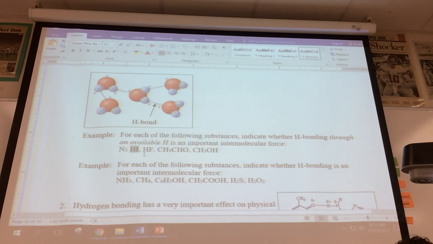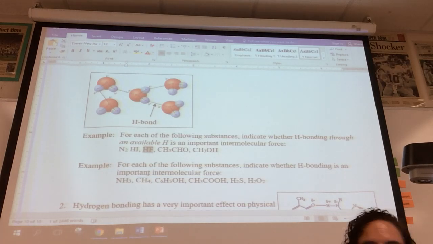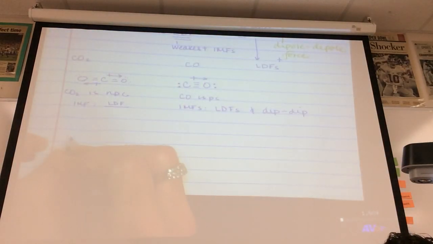HI, is that H connected to an N, O, or F? No, so that's a no. HF, that would be a yes, because the H is covalently bonded to an N, O, or F. The last two we have to draw out because you don't know where the H is until you draw it out.